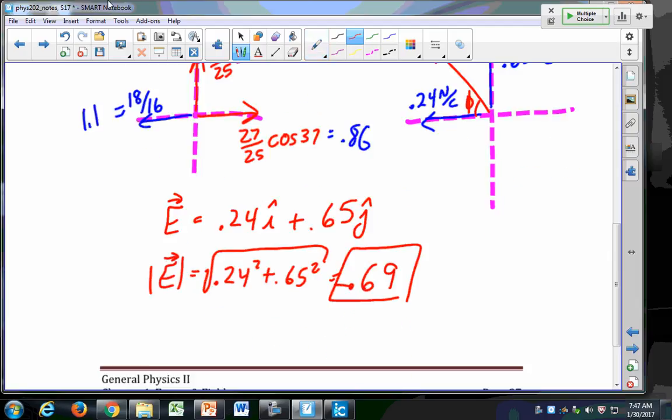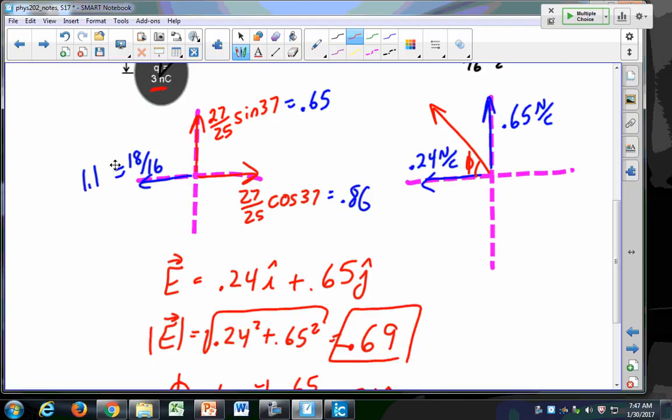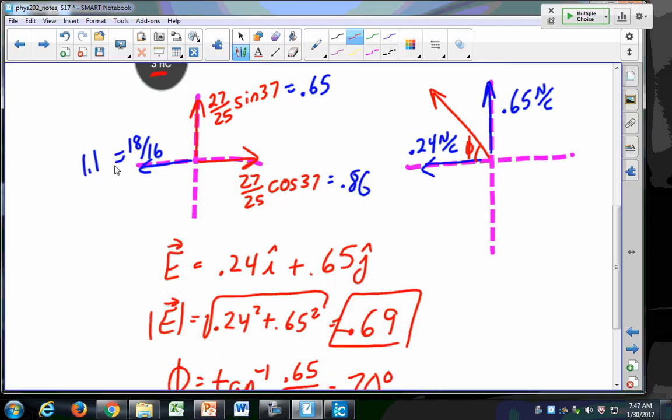And then I also want to know the angle. Phi is the inverse tan of the y component, that's 0.65 divided by 0.24. I get 70 degrees. Does that seem reasonable? Yeah, that seems reasonable, because my y component is a lot bigger than my x component, so it's going to make that vector go on the high angle. And that's 70 degrees above the negative x-axis. Alrighty? Many of you couldn't do the problem on the exam, so make sure that you can do the one with the 3 masses, because it'll be something similar to that.